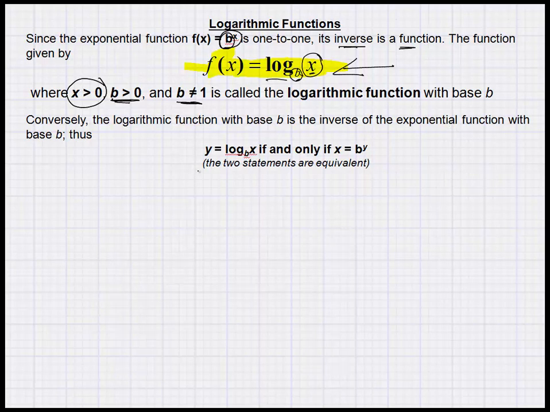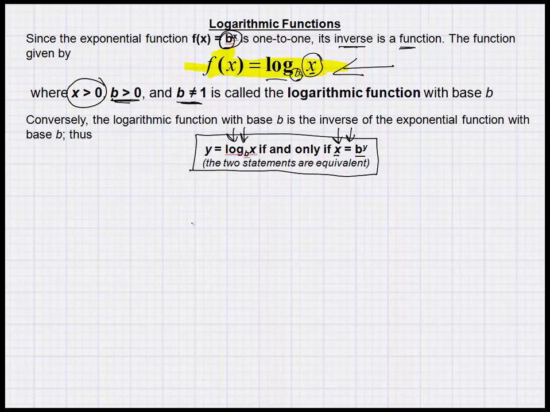So essentially what you have is this statement right here. And what it says is that y equals log base b of x if and only if x equals b to the y, which shows you the relationship between exponentials and logarithms. And this is a two-way street here, in that if I have this, I can assume this is true, and vice versa. If I have this, I can assume this is true. These two statements are equivalent statements.